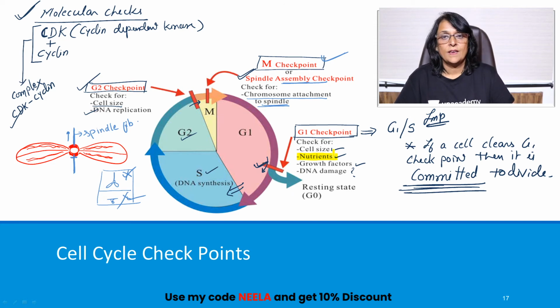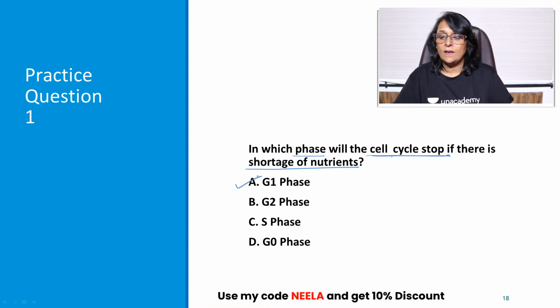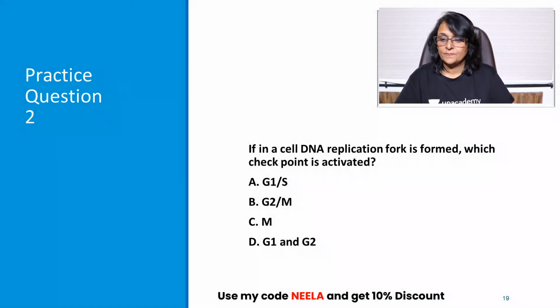If nutrients are not sufficient, the cell is not going to clear the G1 checkpoint. That means you're going to retain the cell in G1. So what is going to be our answer here? The cell will remain in G1. Next question.